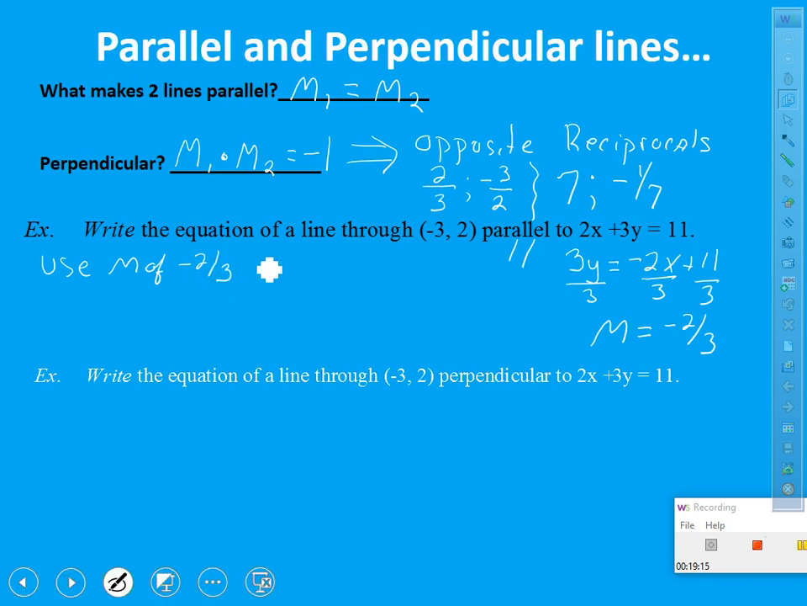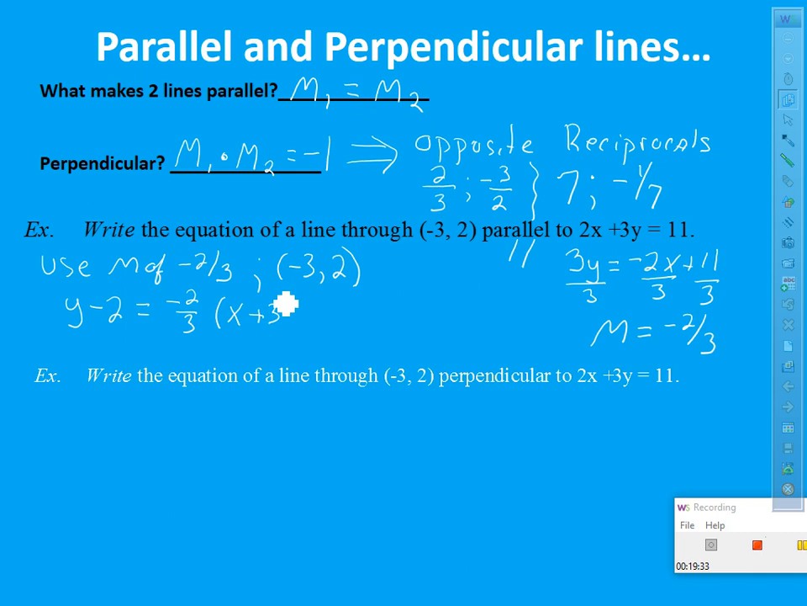So I've got a slope. I've got the ordered pair. Now just go write the equation of a line, whichever method you like the most. This time I think I'll go y minus 2 equal negative 2/3 x minus negative 3. So I'm going to have y minus 2 equal negative 2/3 x minus 2. Add 2 to both sides. So it looks like in this case y equal negative 2/3 x plus nothing. So right there it is.